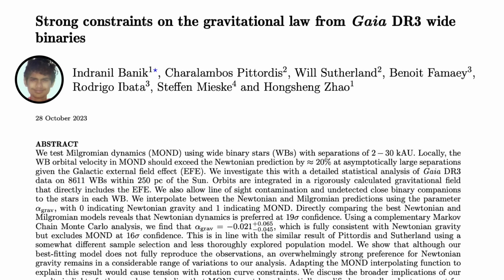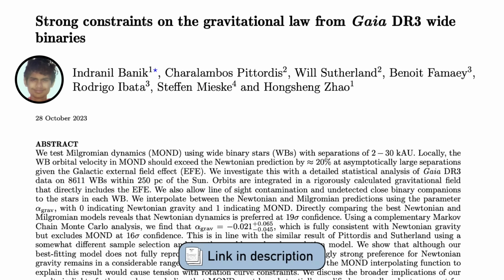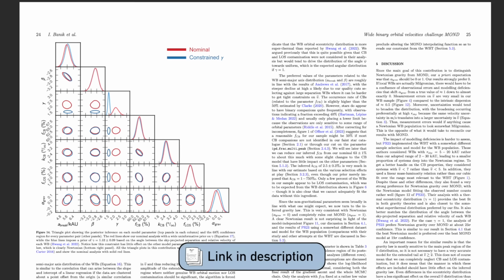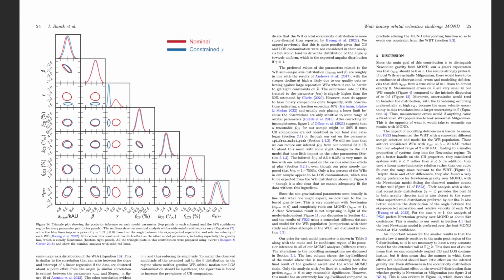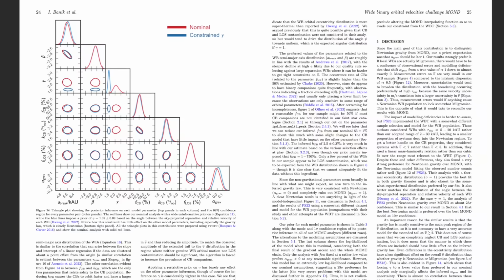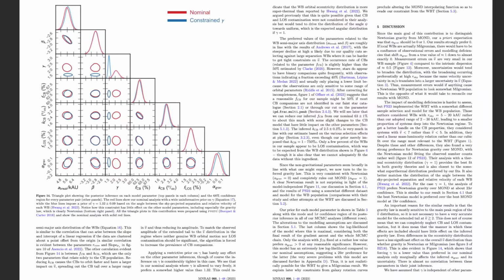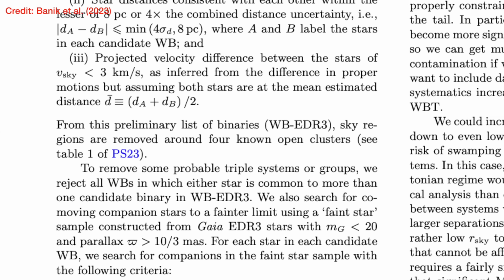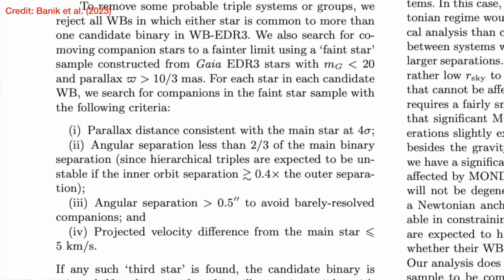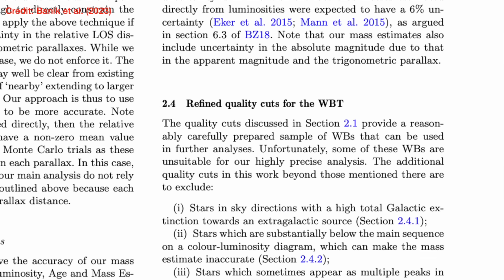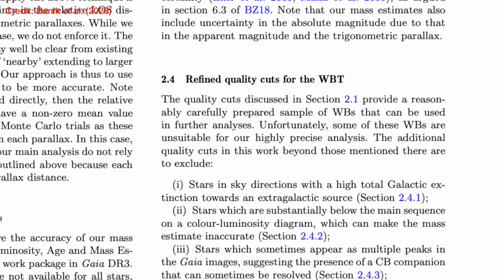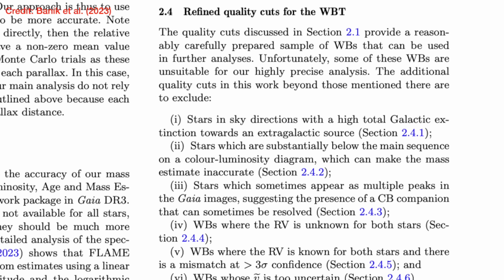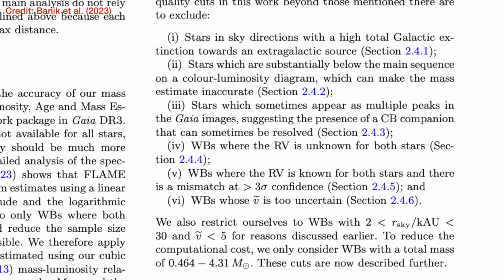That is what Banik and collaborators have done in the paper that they released this month. Fitting the Gaia data using Bayesian statistics to find the most likely theory of gravity that fits the binary stars' orbits. Not only that, Banik and collaborators were incredibly rigorous with the data that they used from Gaia. They imposed lots of quality cuts on it to ensure that the data that they were using was only of the highest quality to be able to do this wide binary test.